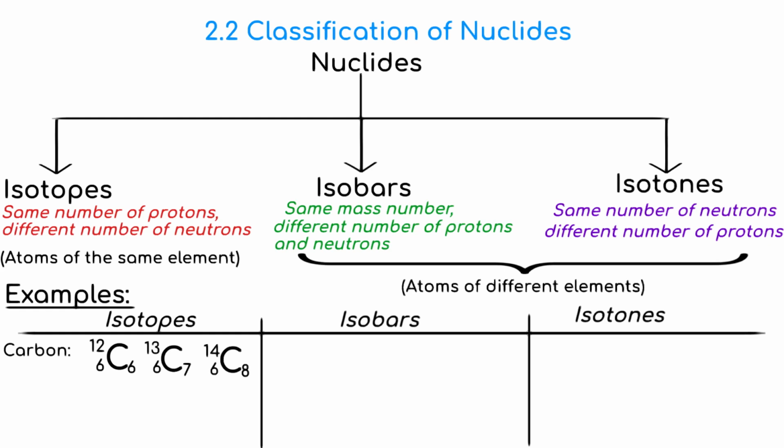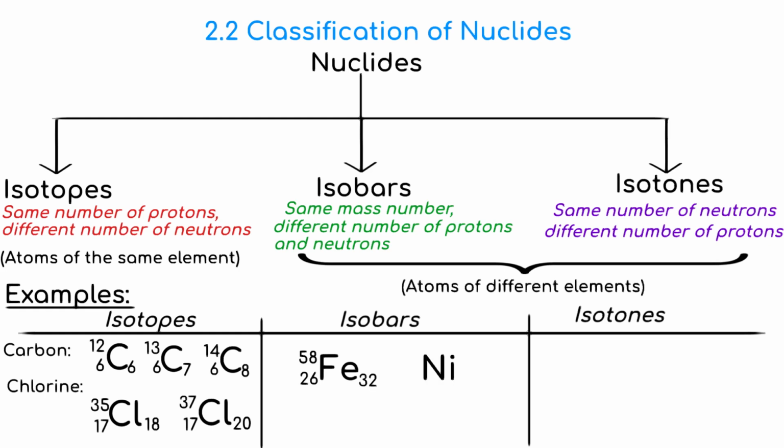Another common element is chlorine. We have 2 main isotopes of chlorine, chlorine-35 and chlorine-37. The atomic number of chlorine, or the number of protons in the nucleus of a chlorine atom, is 17, but they have different number of neutrons. You see the first one has 18, the second one has 20, and that makes them have different mass numbers.